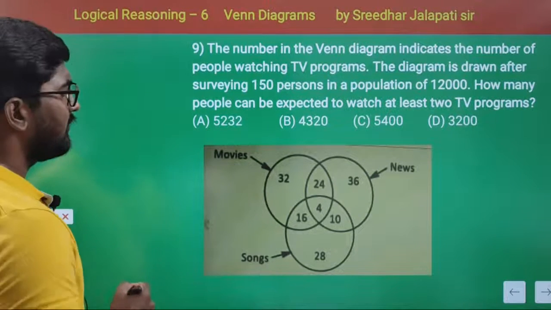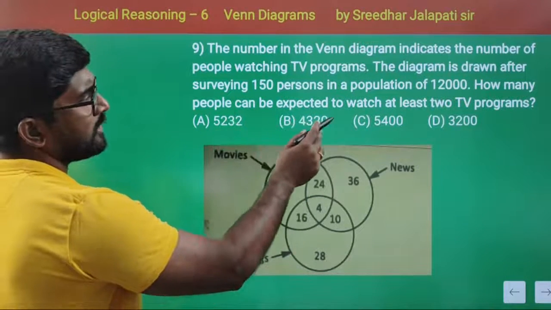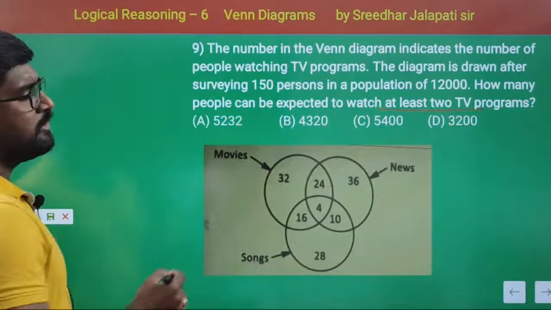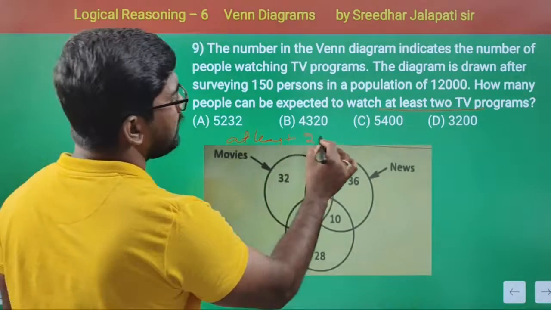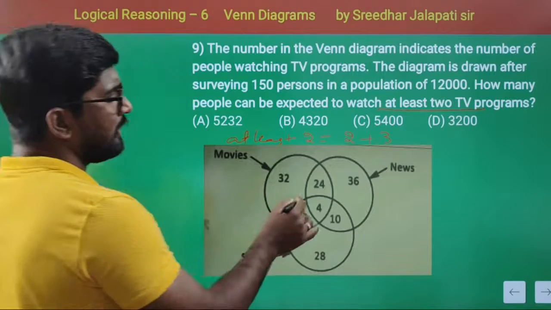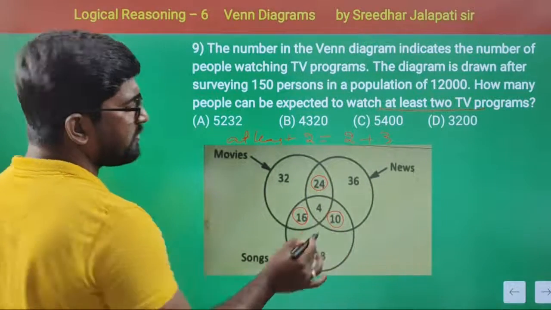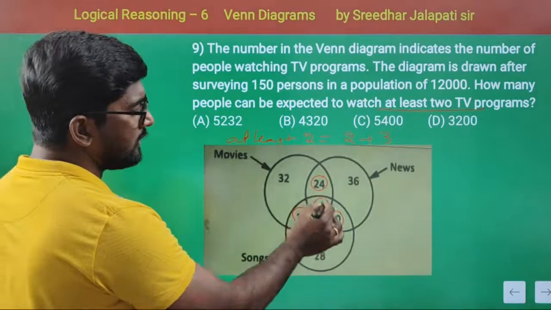Let's see the answer here. First of all, we want people who are expected to watch at least 2 TV programs. I told you in the beginning of the video while introducing, what do you mean by at least 2? That is 2 or 3, because here total is 3, right? What do you mean by 2? Exactly 2. So this 24, 16, 10, these people watch exactly 2, and these 4 people watch all 3.